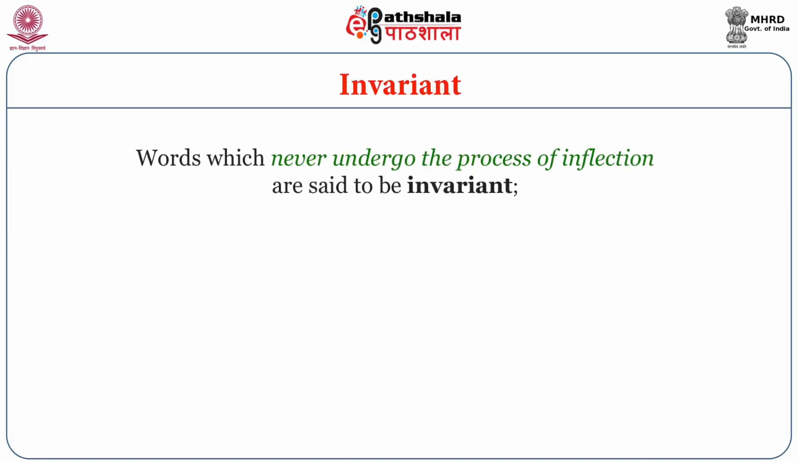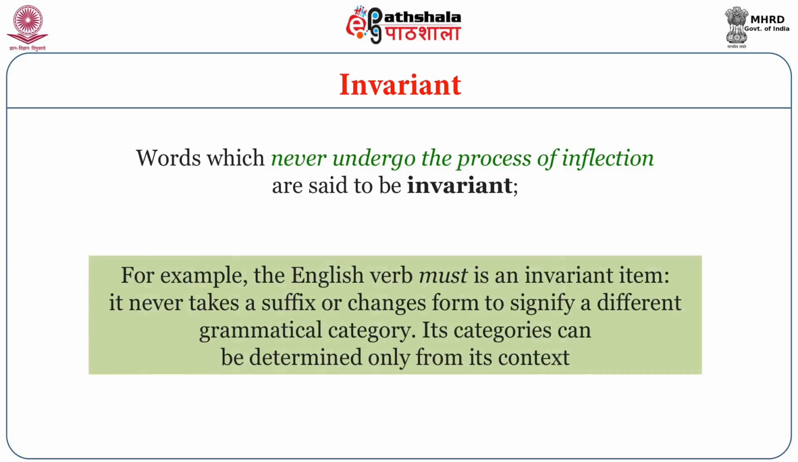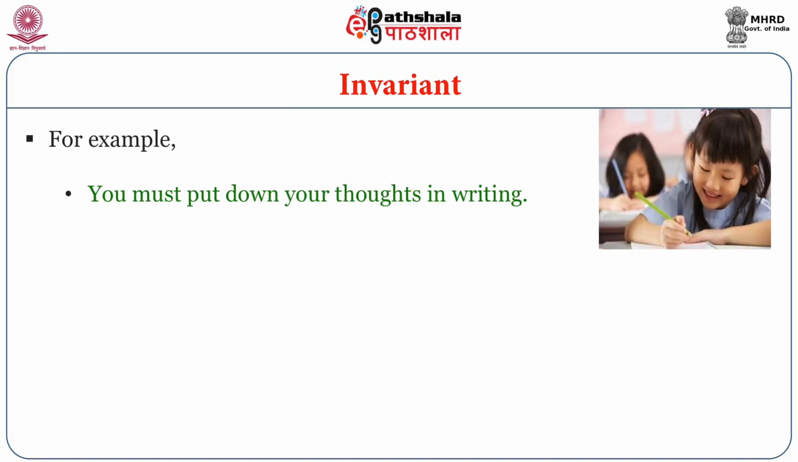Now, what is invariant? Words which never undergo the process of inflection are said to be invariant. For example, the English verb must is an invariant item. It never takes a suffix or changes form to signify a different grammatical category. Must is must. Its categories can be determined only from its context. For example, you must put down your thoughts in writing. It cannot be changed, no prefix can be put in this particular sentence to change the form of the word must.